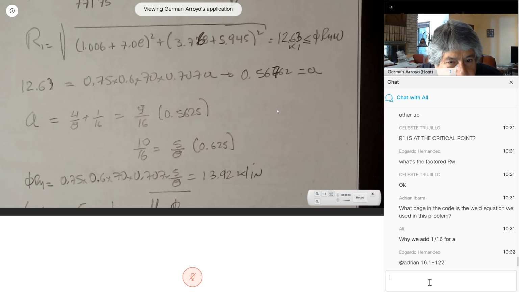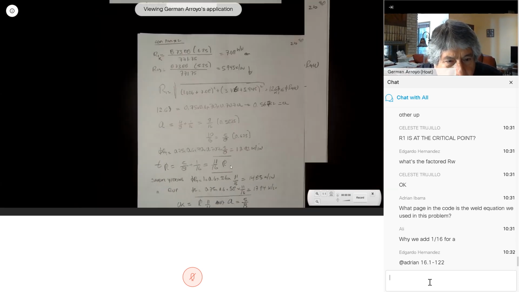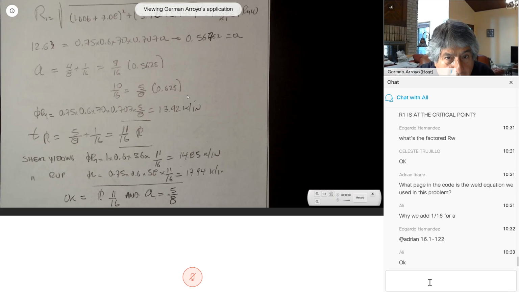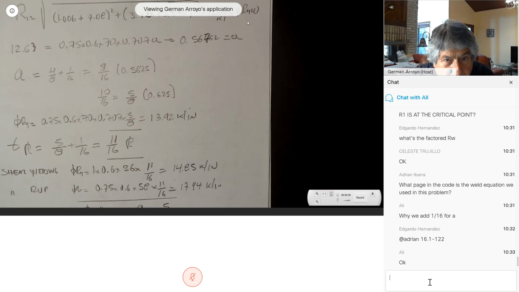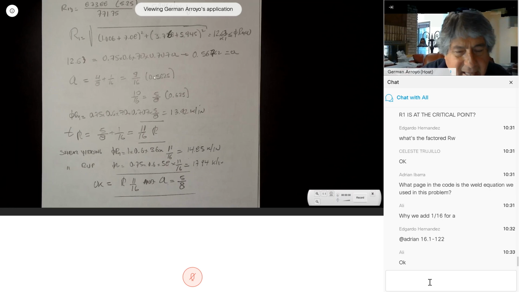So the size of my weld is going to be 5/8. And the capacity is, now that I have 5/8, I find the capacity is 13.92 kip per inch, more than what I need. More than what I need, it's good. I need to find the plate. And remember, if the size of the weld is 5/8, the plate is going to be 1/16 thicker or larger. So to the size of the weld, I'm adding 1/16. So my plate is an 11/16 plate.